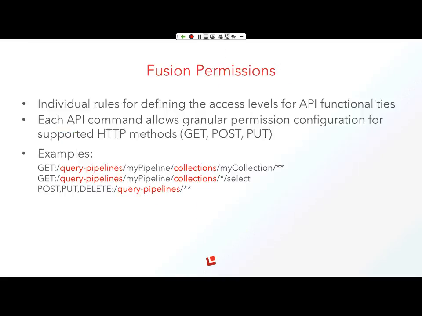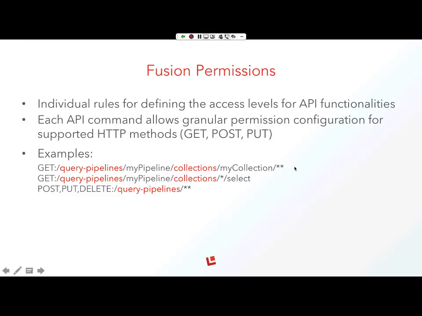So Fusion permissions are the actual individual API functionalities. The API uses HTTP methods such as GET, POST, and PUT. Here we have some examples of specific permissions. In the first example, we give access to a specific query pipeline called My Pipeline, and to a specific collection called My Collections, and we allow any type of request handler to be called, such as Select and Update.